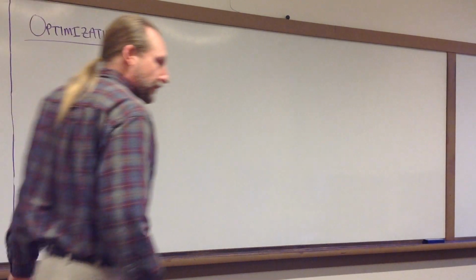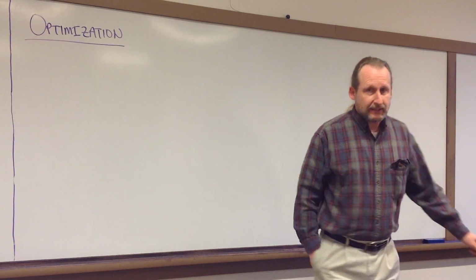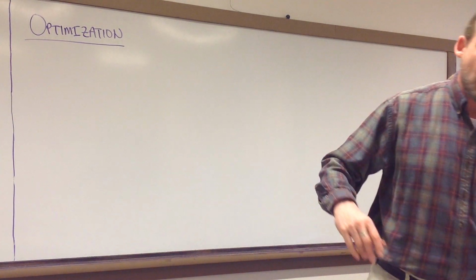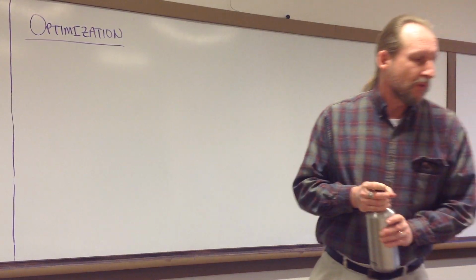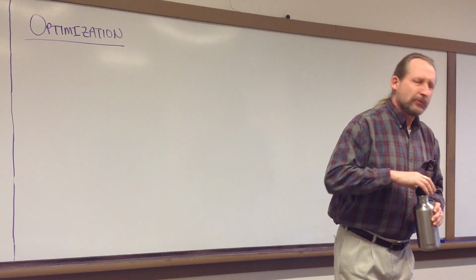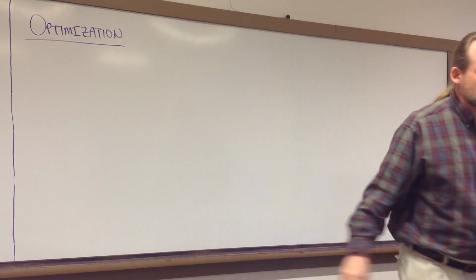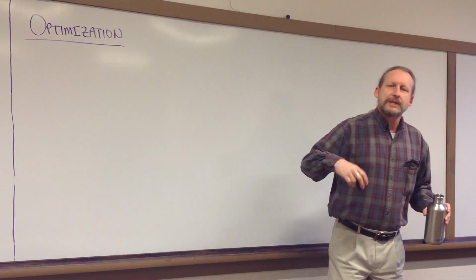Alright, this video is for Math 116, and this is the second part of section 1.9. We're still talking about optimization, and these are the problems that involve geometry and cost.